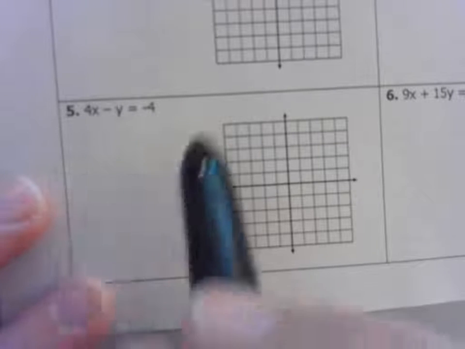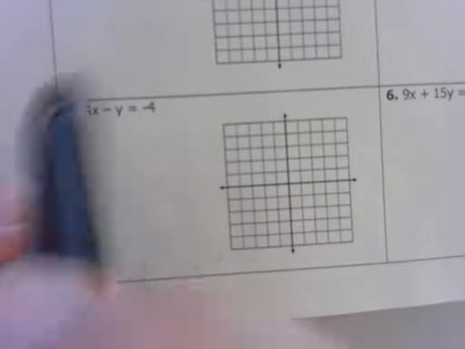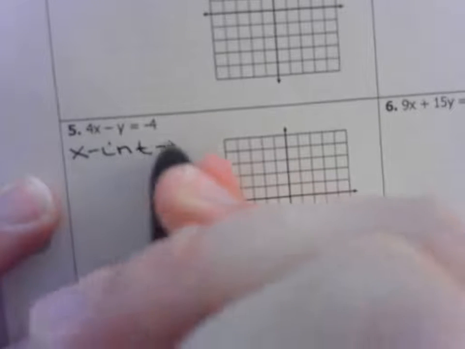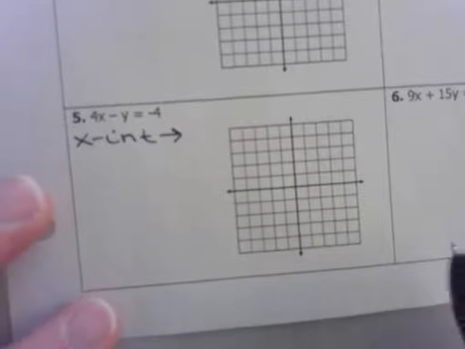Why is 5 in standard form? It's not equal to y. X and y are on the same side. Both of those are good. So let's graph using the x and y intercept. So if I'm looking for the x-intercept, how do I find the x-intercept?